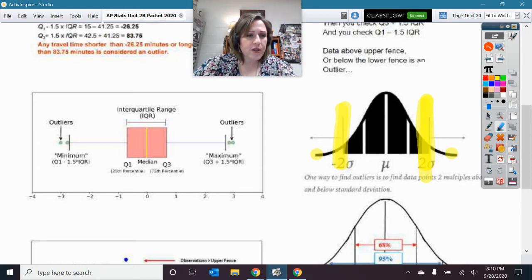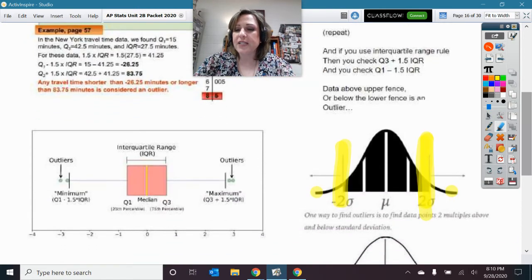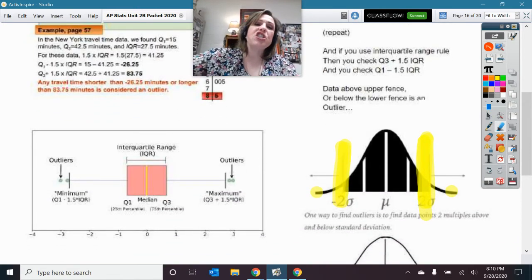And of course, there's your IQR rules. So we have a song for outliers. It goes to Uptown Girls. Outliers happen when the data that you have is more than 2 standard deviations above or below the mean that you have. So see, here we go. More than 2 standard deviations above or 2 standard deviations below.